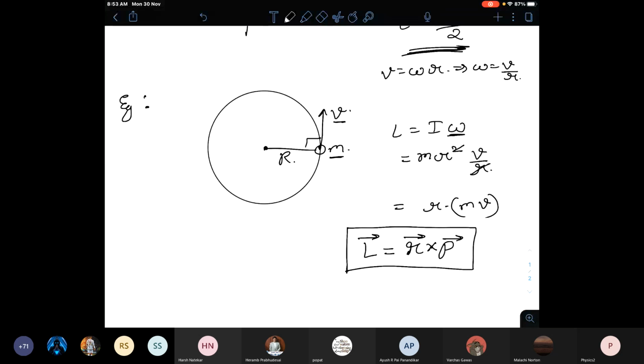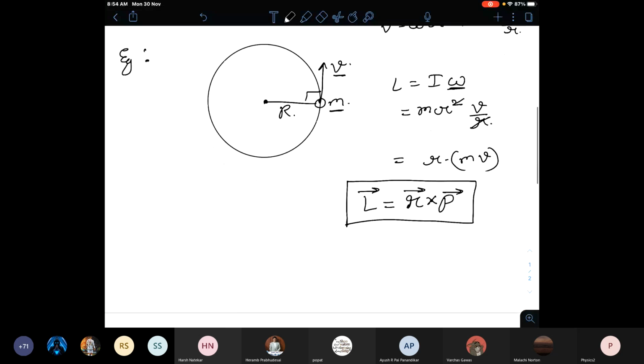Now see, once I have determined that angular momentum is R cross P, there is a new definition for angular momentum. Whenever a linear quantity is cross multiplied with r vector, the radius vector, it is called the moment of that thing. Like in this case, when I have written r cross p, it is called moment of momentum.